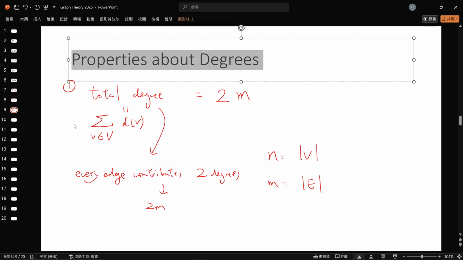Also, as a simple consequence of this equation, we know that the total degree must be an even number, because it is 2 times some integer. So this m must be an integer, and the total degree must be an even number. So if you have a sequence of degrees for some graph, and you find out that the total degree is not even, then you know that something's wrong with the degree sequence.